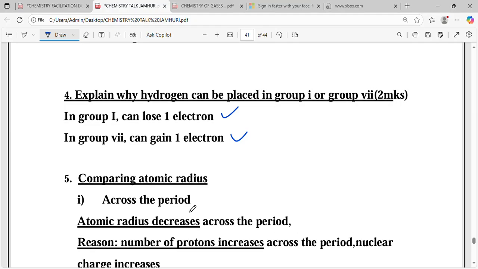Next, comparing atomic radius. You can be asked to compare atomic radius across the period or down the group. Let's start with across the period. Atomic radius decreases across the period. The reason is the number of protons increases across the period, which increases nuclear charge. What the examiner wants to see is number of protons.